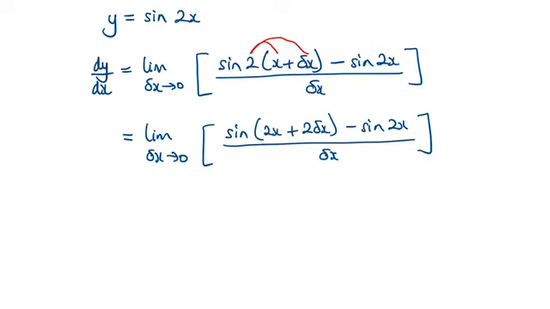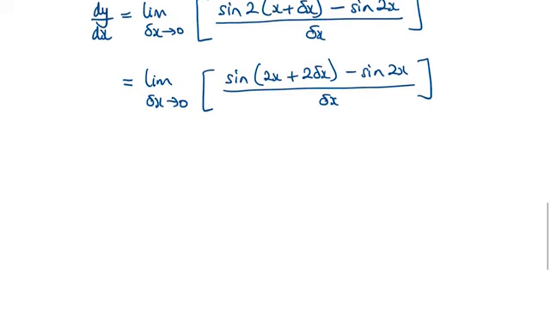Now this is where the trick comes in on this one. If you look at the sin of (2x plus 2 delta x) minus the sin of 2x, what you might notice is that this is one of the trig formulas. So I'm going to write that down just as a little reminder for you. If we have sin A minus sin B, so that's what we've got here, let's treat this as A, and this as B. Now, if we have that, we can write it as follows.